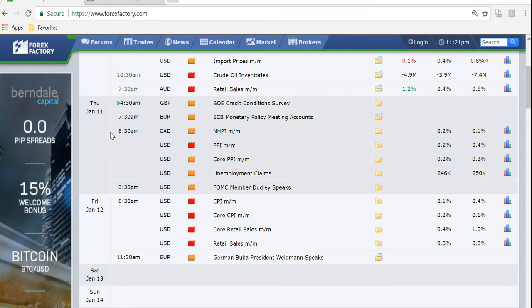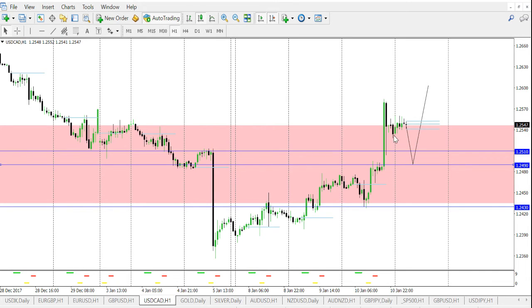US CAD, we have medium impact news. Sorry, the Canadian dollar, we have some medium impact news at 8:30 a.m. during New York trading. So price could slowly roll over during London and then drive down in New York, make the lows around that 8:30 time frame, and then start screaming higher.